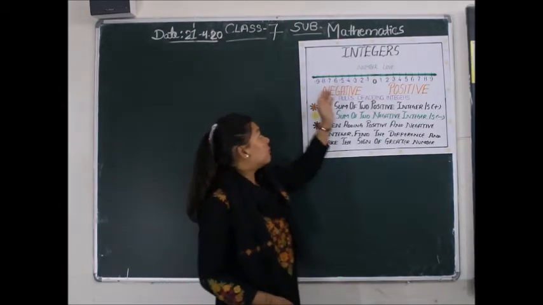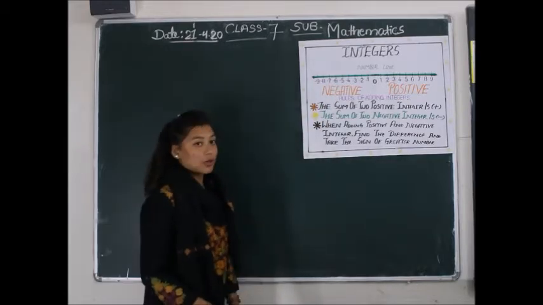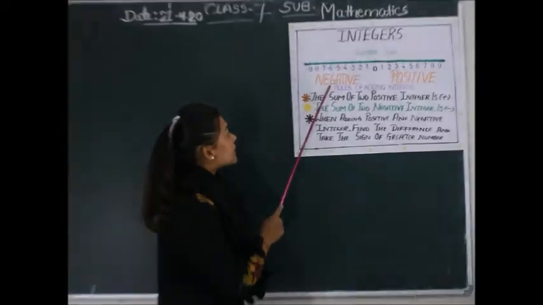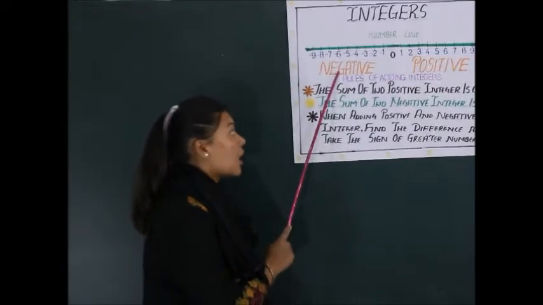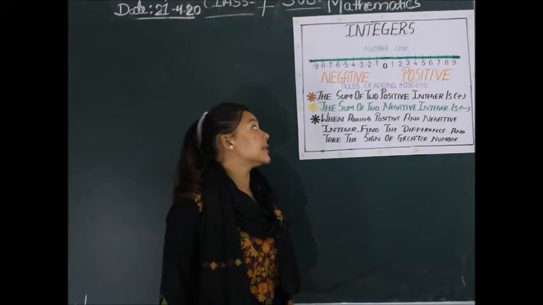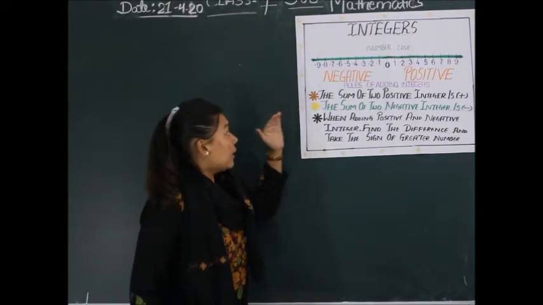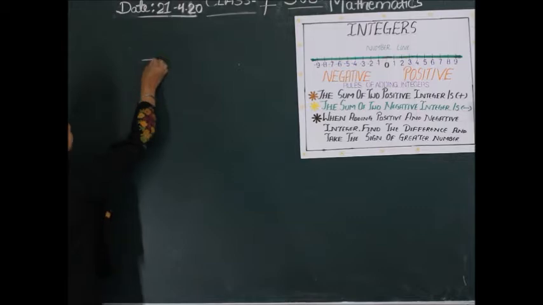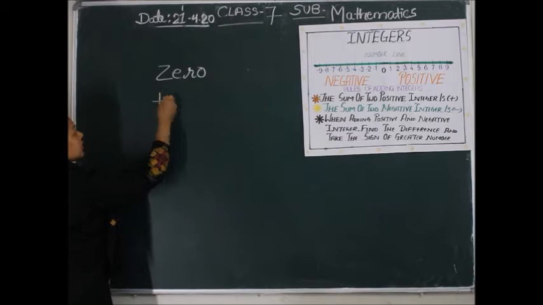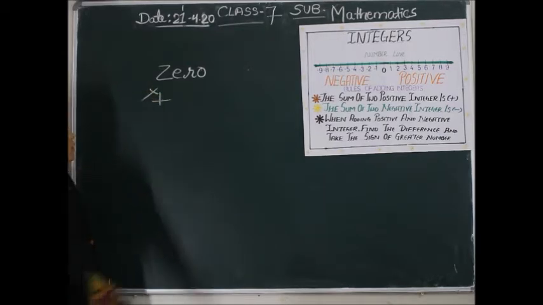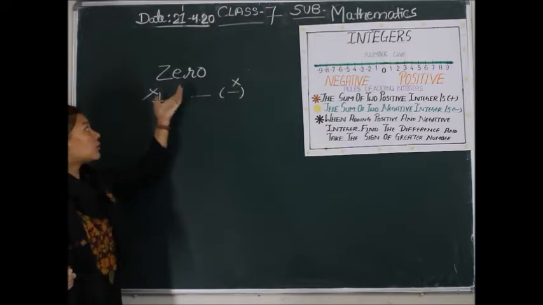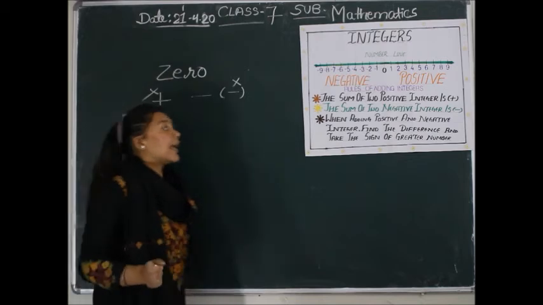Now I've drawn a number line out here. This right hand side is known as positive integer, and left hand side is known as negative integer. You all have already done this. You all know how to draw a number line and how to do it in number line. So now this 0, it is neither positive nor negative. 0 is not positive, and it is not negative also.